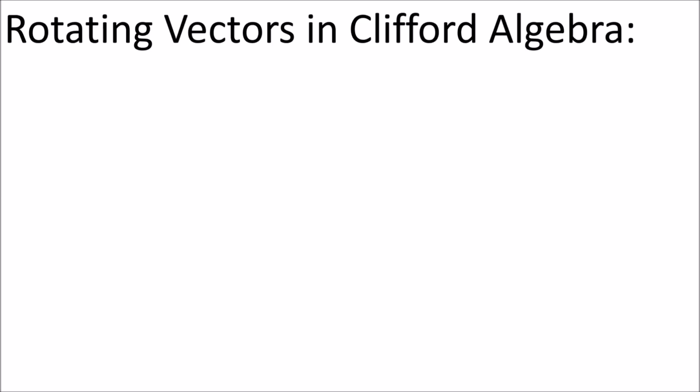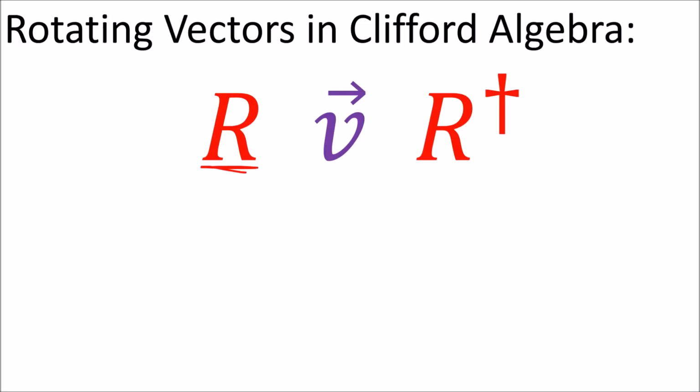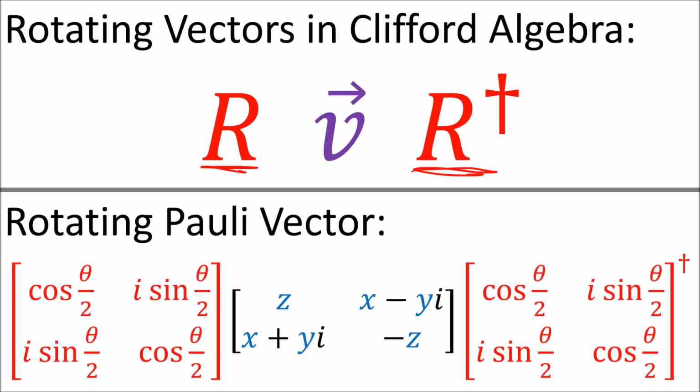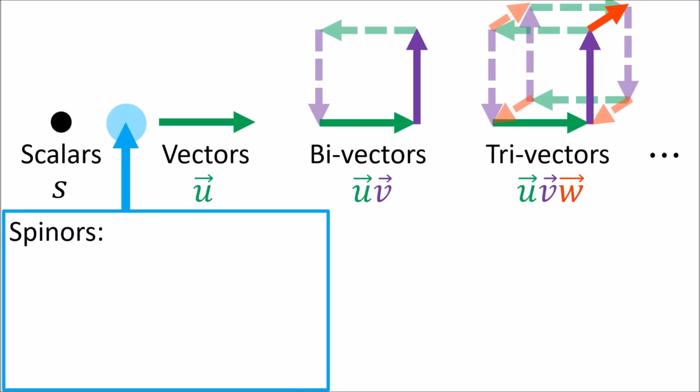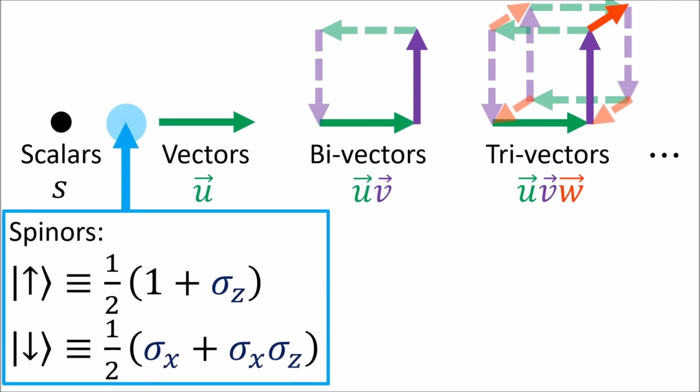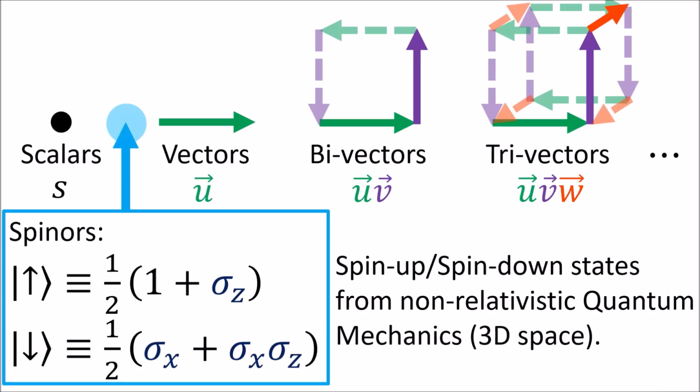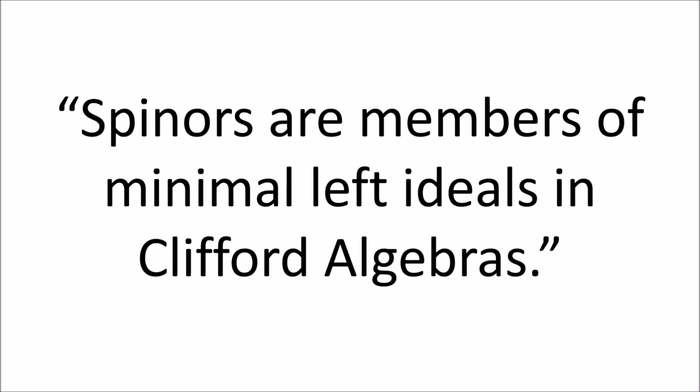In Clifford algebras, vectors are also rotated using double-sided transformations, just as we saw with polyvectors. Spinors also arise naturally in Clifford algebras for free. Here we can see the spin-up and spin-down states from quantum mechanics represented in a Clifford algebra. We'll see that spinors can be defined as members of minimal left ideals in Clifford algebras. This is a pretty abstract sounding definition, but we'll approach it slowly over several videos, step by step.